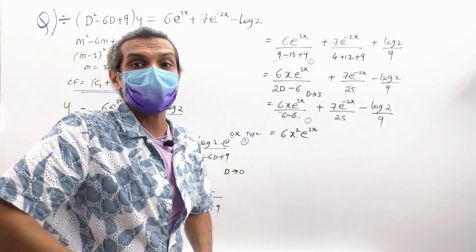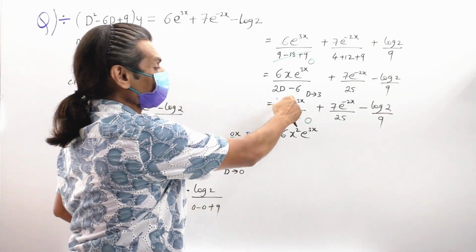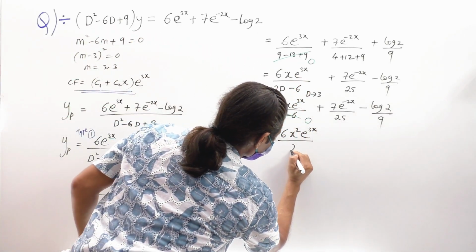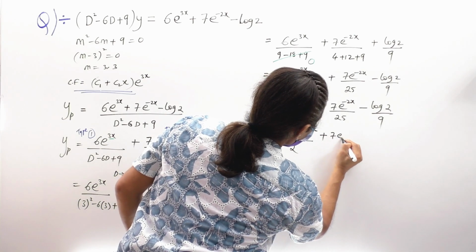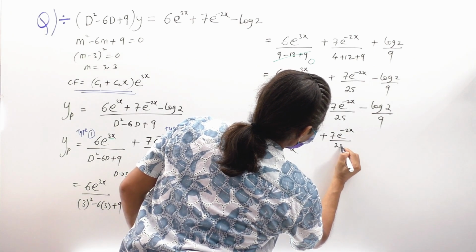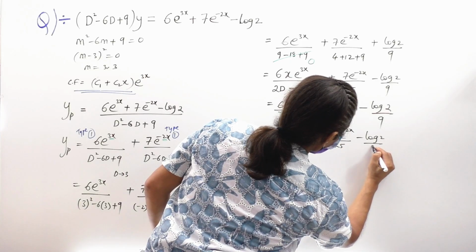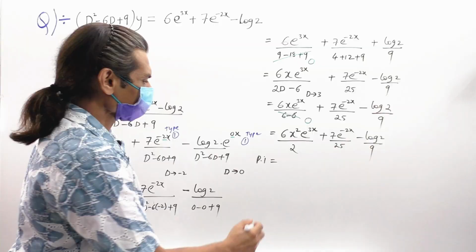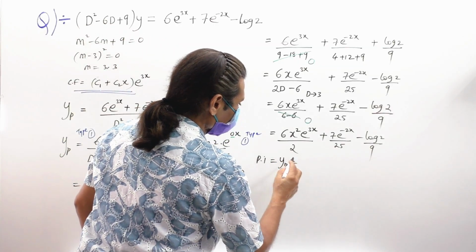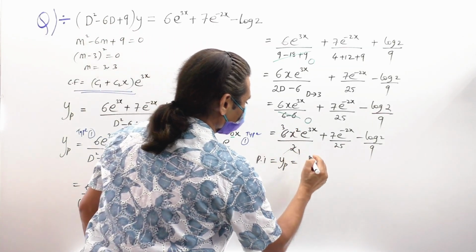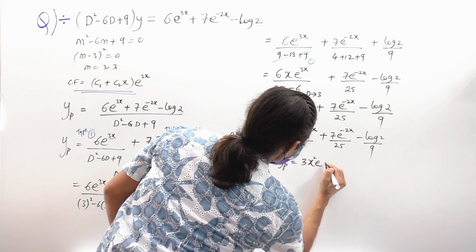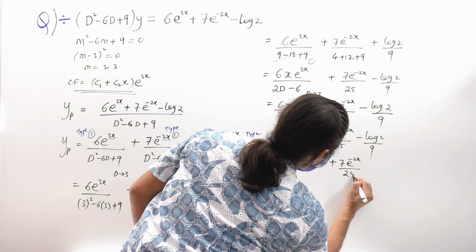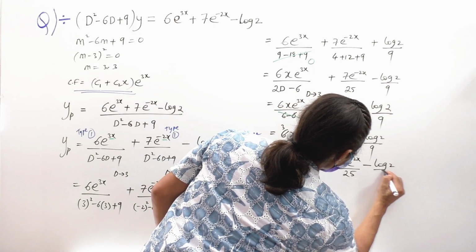Again when the denominator becomes 0, the cycle repeats. Again multiply numerator by x, 6x square e raised to 3x upon, what is the differentiation of D squared minus 6D plus 9 again? Simply 2. That's it. So plus 7 e raised to minus 2x upon 25 minus log of 2 by 9. Therefore, the particular integral is equal to what? Yp is equal to 2 1s are 2, 3x square e raised to 3x plus 7 e raised to minus 2x by 25 minus log 2 by 9.